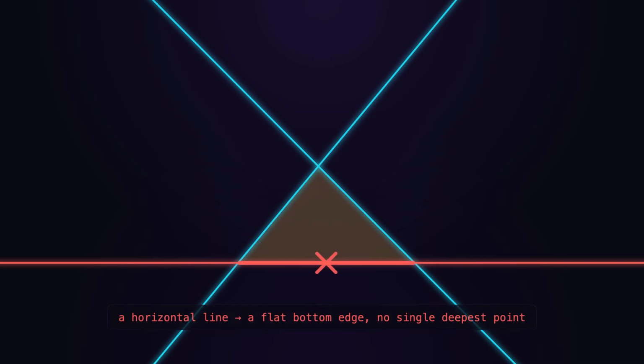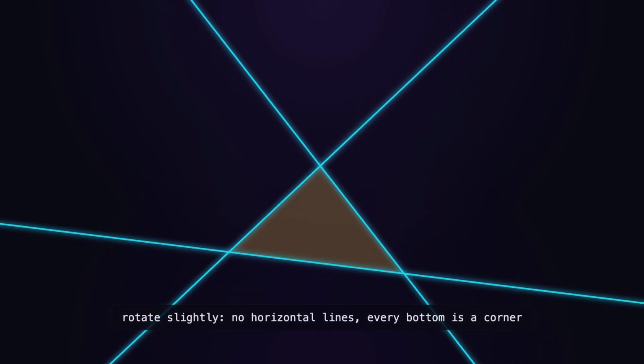But wait. Could a region land in neither bucket? Yes, if a line were perfectly horizontal, a region could bottom out on a flat edge. A whole edge of deepest points, not one. But we have finitely many lines, so rotate the picture slightly until no line is horizontal. Nothing changes, and the edge case is gone.